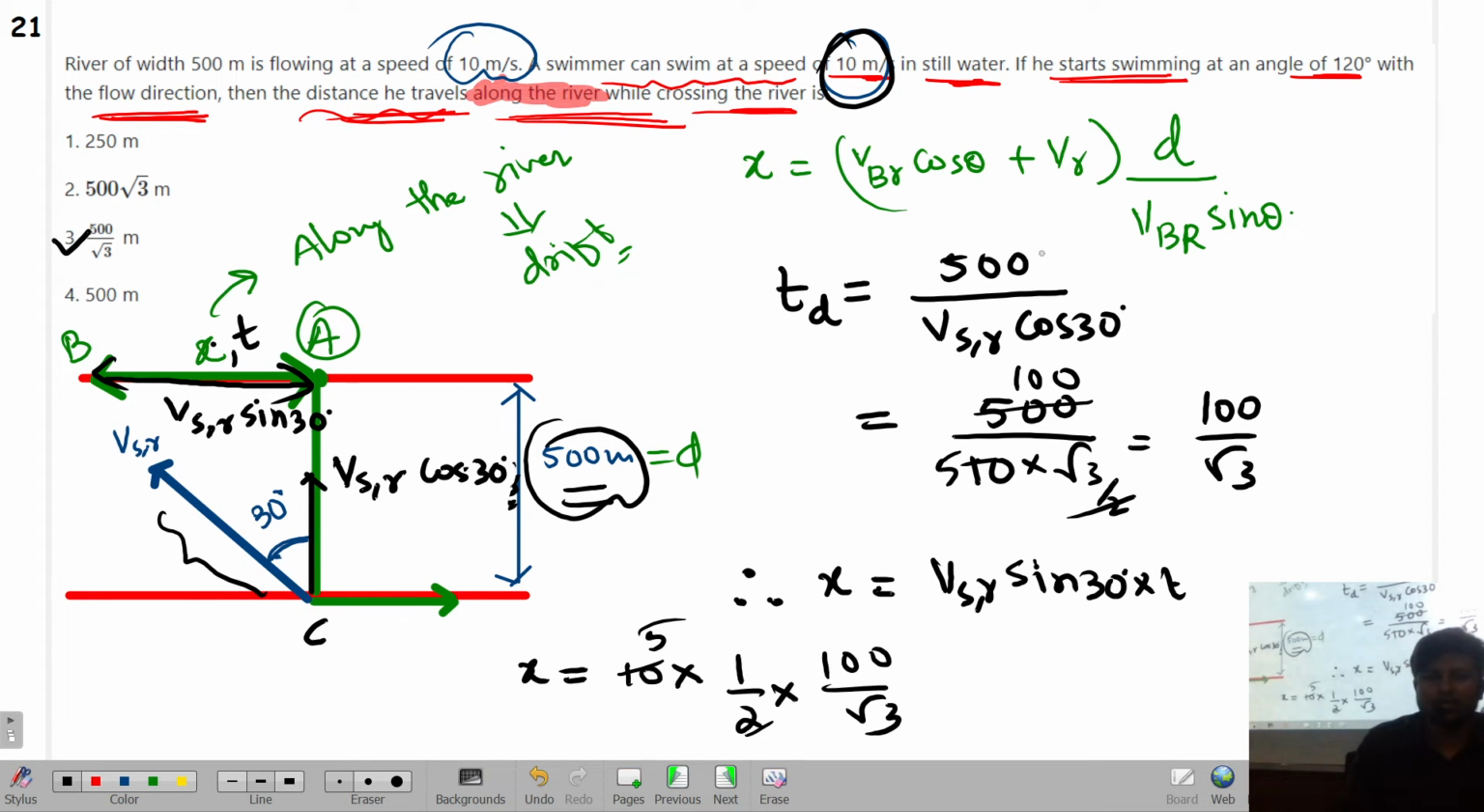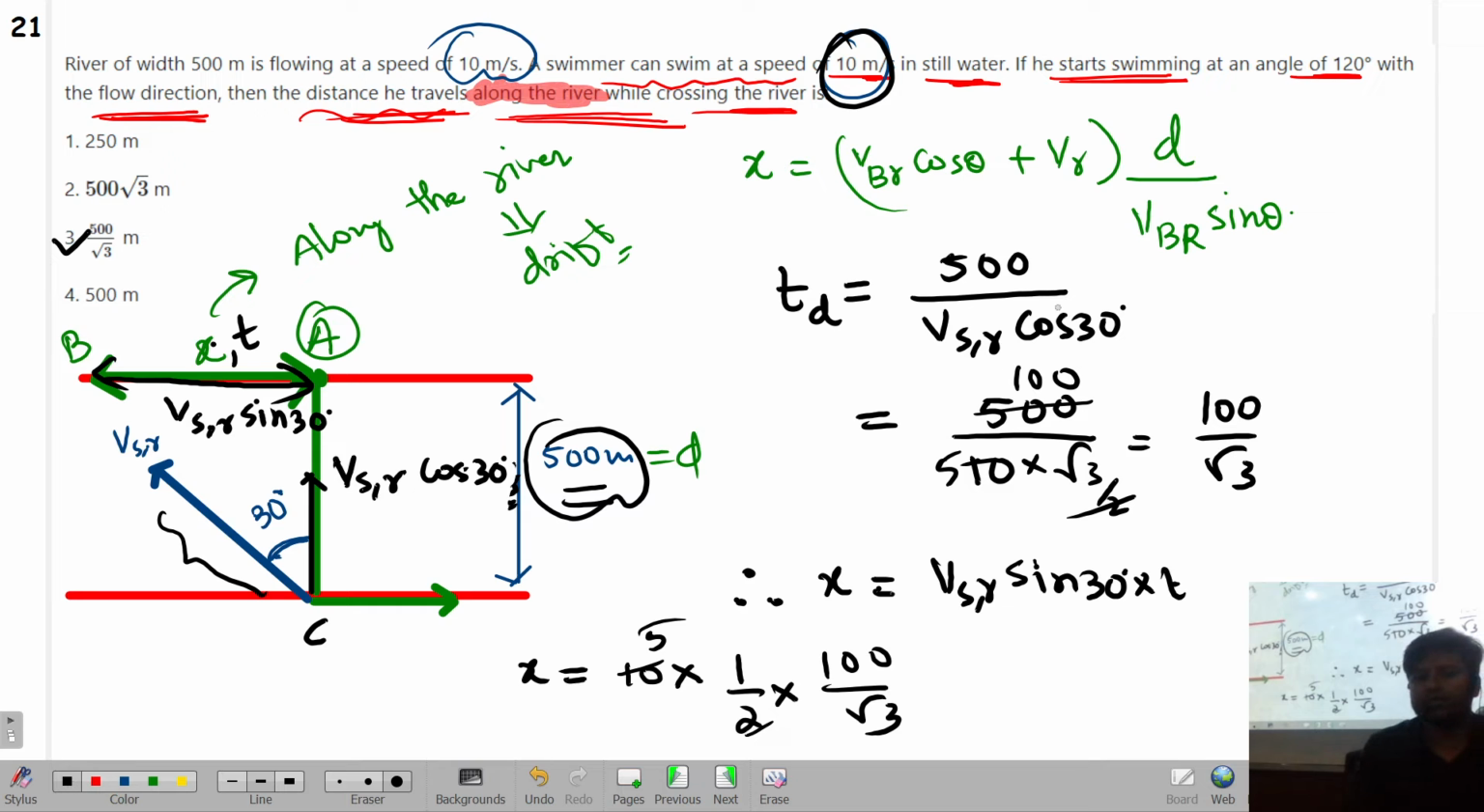Now look over here. If you consider this to be, try to do it. 10 into cos 30. How much is that? Root 3 by 2 plus velocity of river is how much? 10 into 500 divided by 10 into sine 30, that is 1 by 2. Okay, it will not come, it will take a big time to solve this. Okay, so now this is the easiest way.